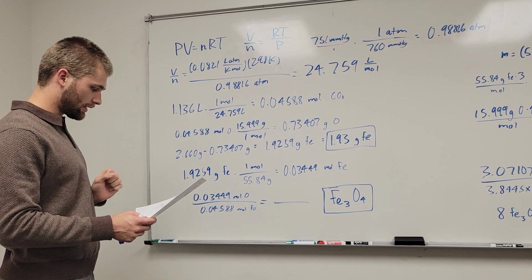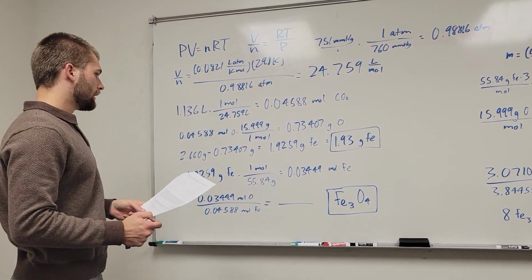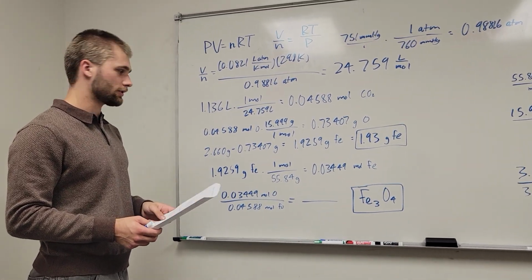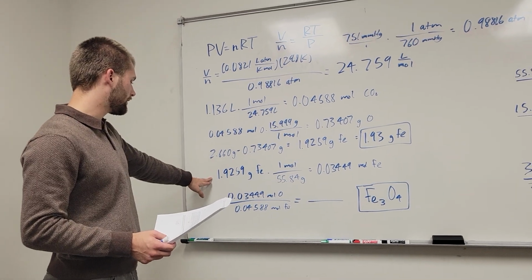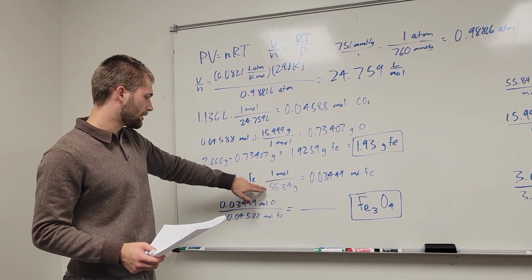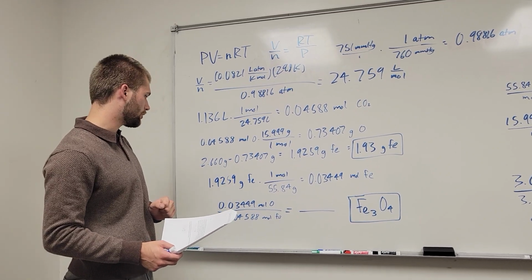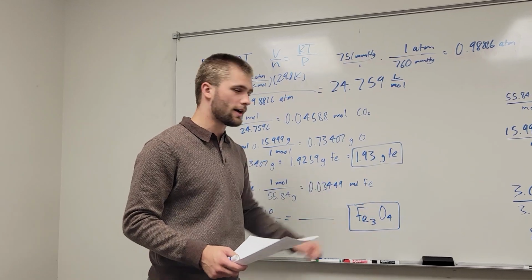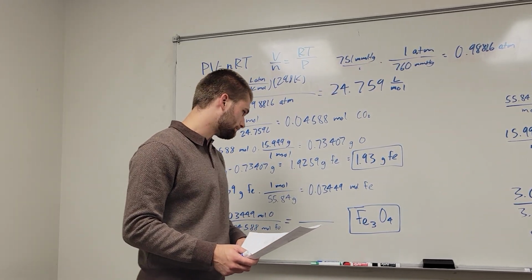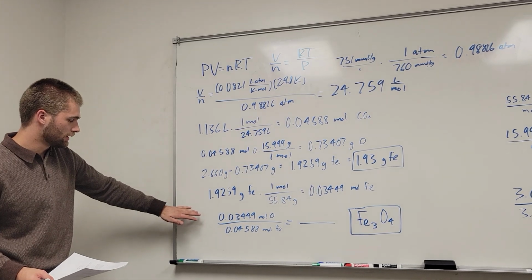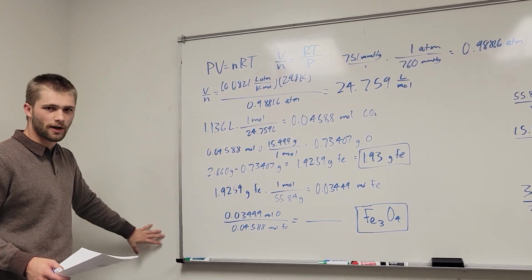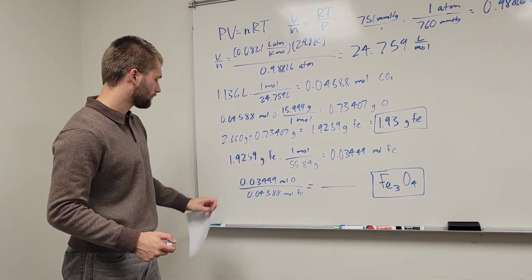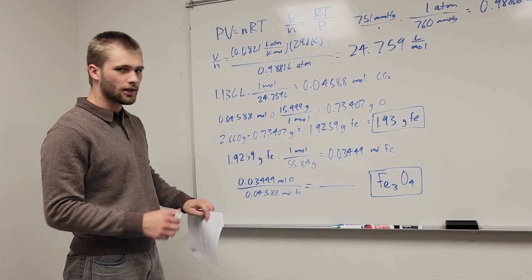Now, question B is asking, what's the formula of this oxide? Using the information that we have, we can find the proportions of iron to oxygen. We have the mass of iron, and we can use iron's atomic mass, 55.84 grams per mole. Multiplying across, the grams cancel, so we have 0.03449 moles of iron produced in this reaction. Making this a ratio, we want to know the ratio of oxygen to iron, or iron to oxygen. We set these over each other, and when you divide, you get 0.75.